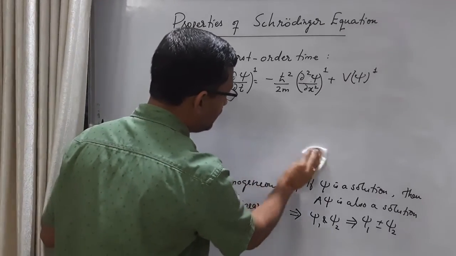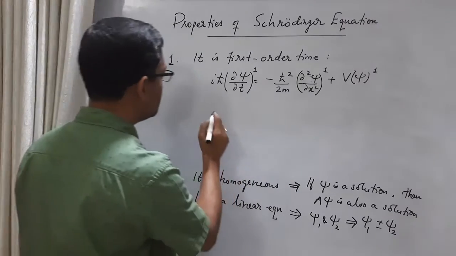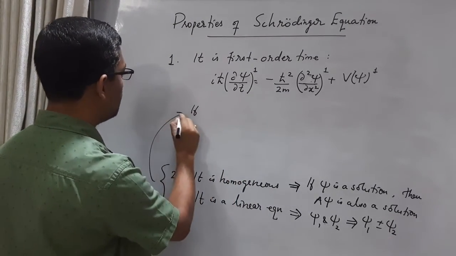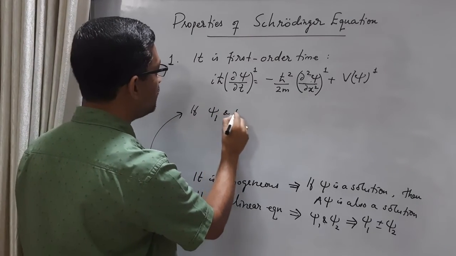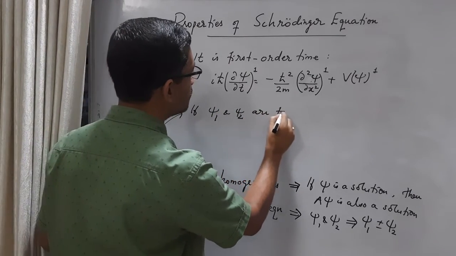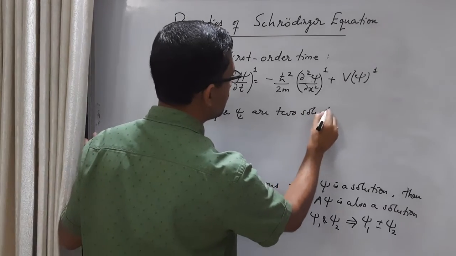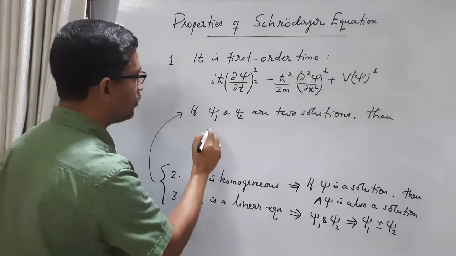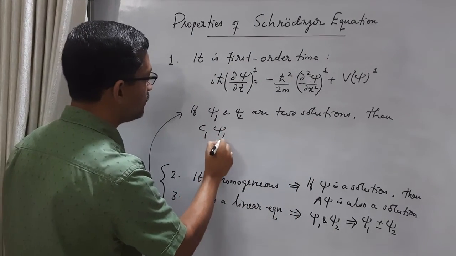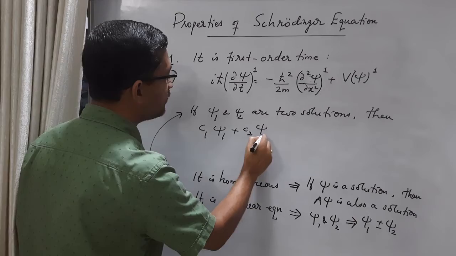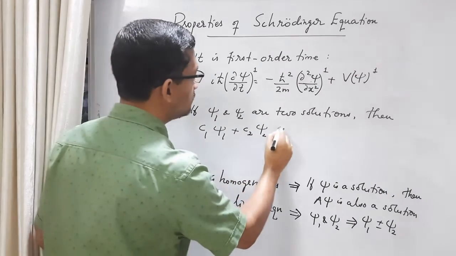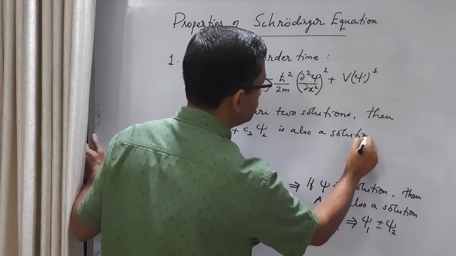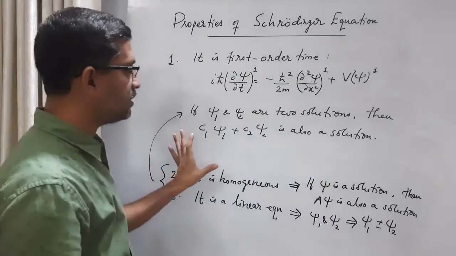So, if it is linear and homogeneous, these two properties can be combined, and we can say that if psi 1 and psi 2 are two solutions, then any linear combination of psi 1 and psi 2, C1 psi 1 plus C2 psi 2, where C1 and C2 are two constants, is also a solution.